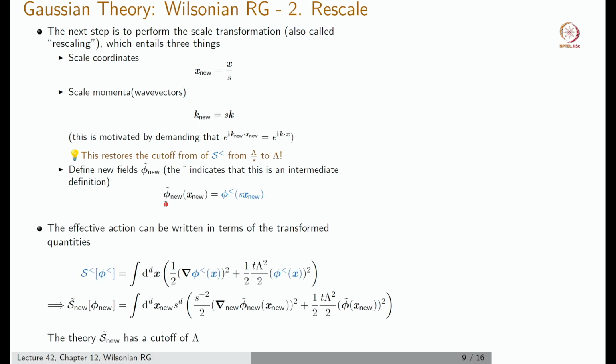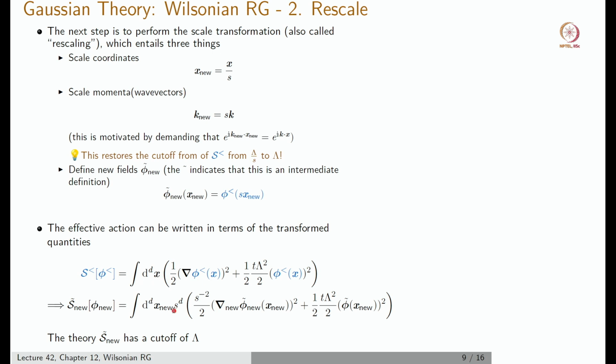Now I am going to take this effective action which I wrote down in the last slide. There is an unfortunate typo here, so this half should not be here. You will have an action written in terms of the phi less than fields. Now I am going to write all the quantities in terms of the new variables. So this is the intermediate action, and this should be phi tilde nu because that is the intermediate field. So I change d dx to the new coordinate.